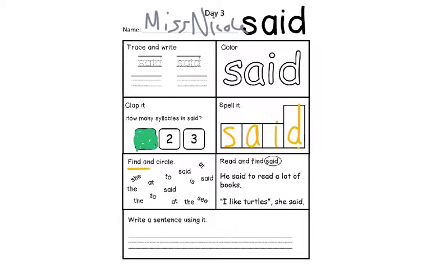Now it's time to find and circle. I'm going to read the words with you. Make sure you circle all of the ones that say said. Okay, the first word here is she.